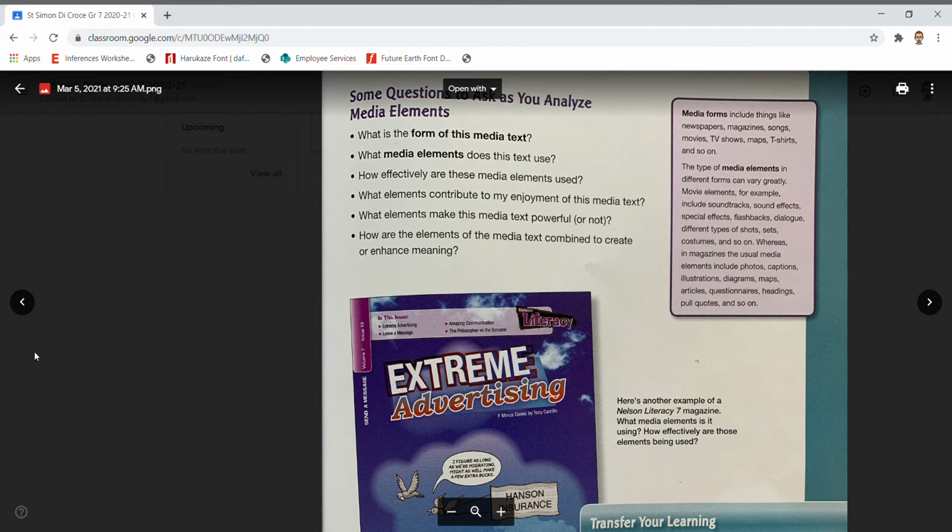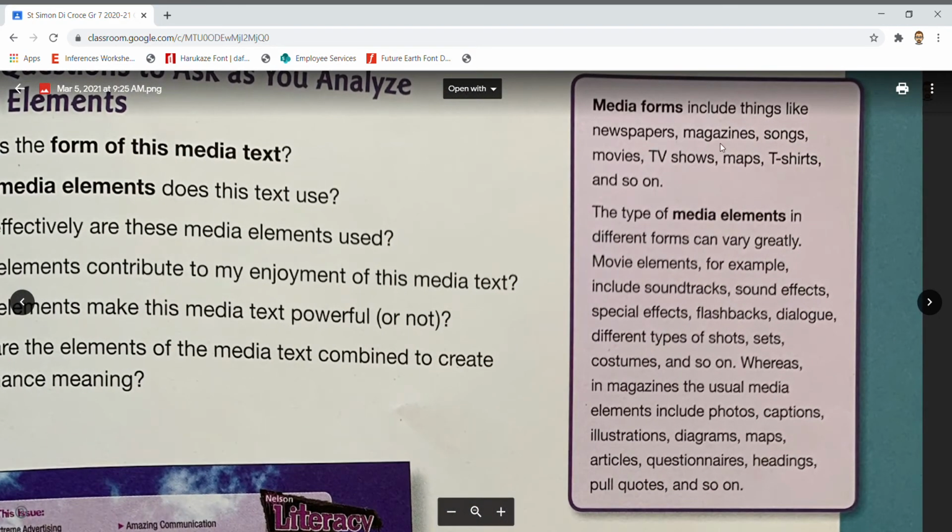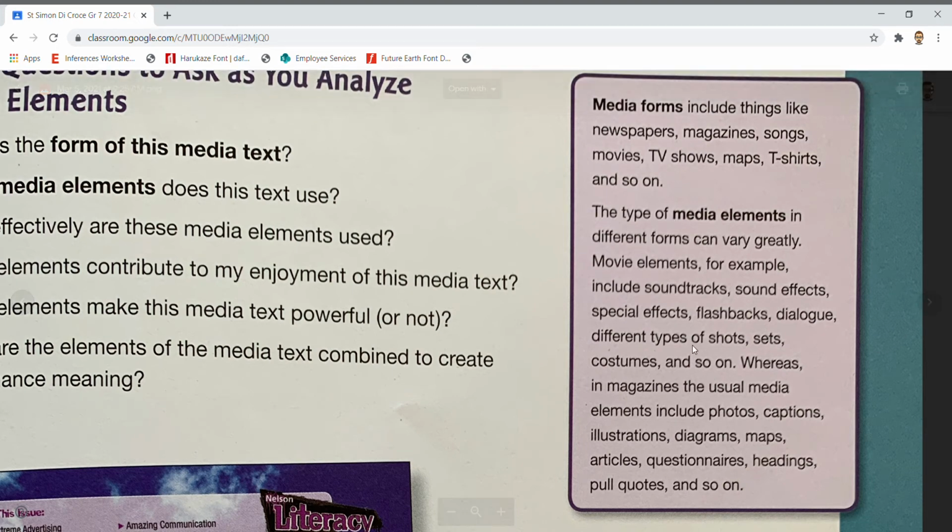So when we're looking at media forms, if you go on to the next page, I think they really define it nicely for you here. Media forms include things like newspapers, magazines, songs, movies, TV shows, maps, t-shirts, and so on. The type of media elements in different forms can vary greatly. Movie elements, for example, include soundtracks, sound effects, special effects, flashbacks, dialogue, different types of shots, sets, costumes, and so on. Whereas in magazines, the usual media elements include photos, captions, illustrations, diagrams, maps, articles, questionnaires, headings, pull quotes, and so on. This really should be your go-to definition in terms of media, whether it's on the screen or in print.